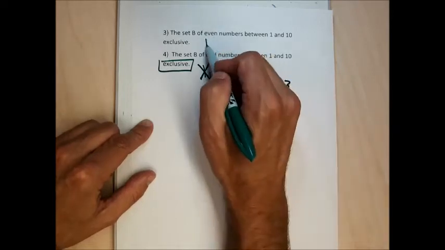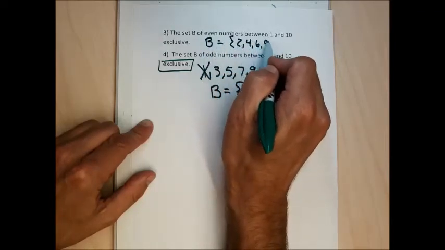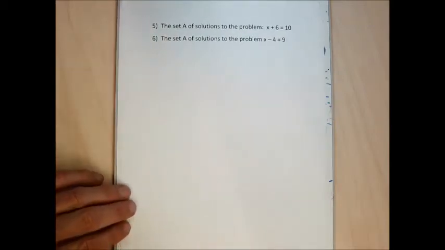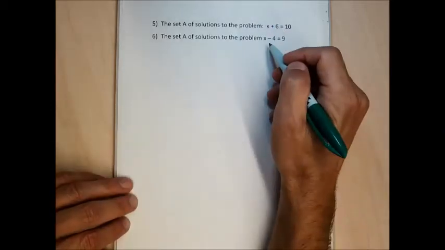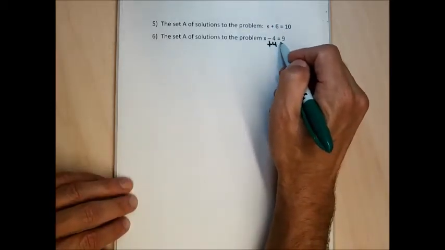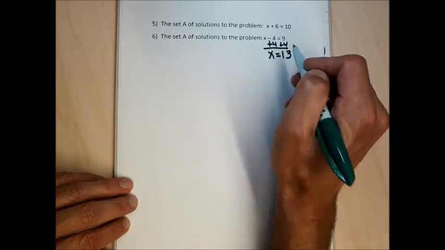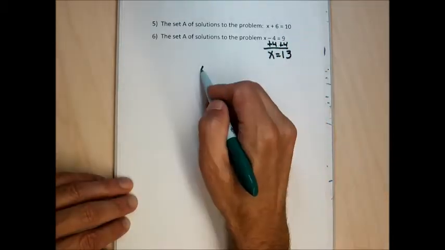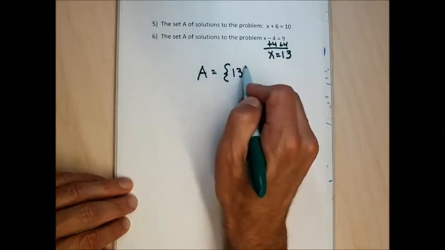For problem 3, just in case, you're going to have 2, 4, 6, and 8 for your answer. There's kind of no work to show there. For my problem 6, set A is a set of solutions to the problem x minus 4 equals 9. I'm going to solve this problem for x, and then I'm going to write the answer in set braces, and that's going to be the only element in set A. So I solve this equation. For my answer to question 6, I'm going to say A is the set that contains the number 13.